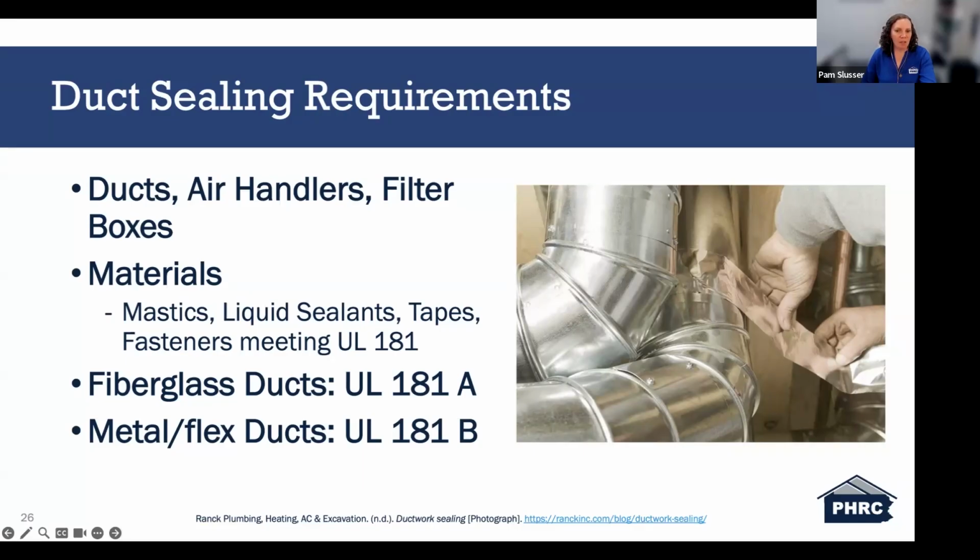It's also important to note the distinction between materials. UL 181A applies to fiberglass duct systems, whereas UL 181B applies to metal and flex duct systems. It's important to understand and distinguish the difference between them. So overall, proper sealing is one of the most effective ways to reduce leakage, and it also helps improve efficiency in the system.